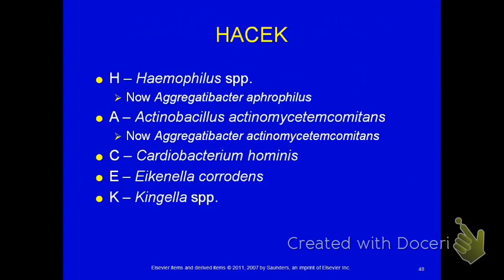Okay, so this group of organisms is known as the HACEK. HACEK refers to a collective group of organisms which include Hemophilus species. However, Hemophilus aphrophilus is now Aggregatibacter aphrophilus. A refers to Actinobacillus actinomycetemcomitans, a tongue twister, which is now known as Aggregatibacter actinomycetemcomitans. Then C is Cardiobacterium hominis, E represents Eikenella corrodens, and K represents Kingella species.